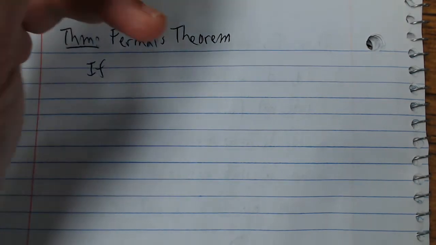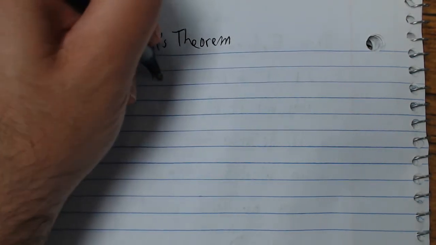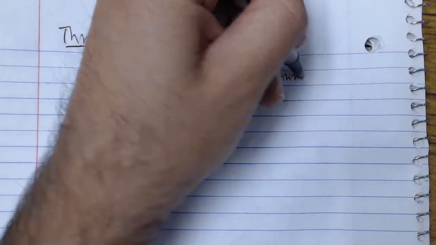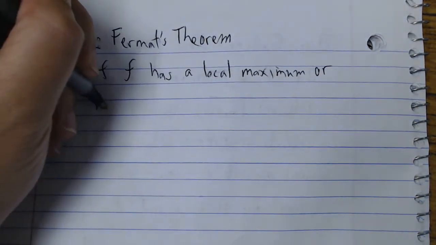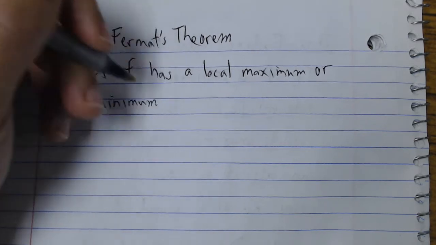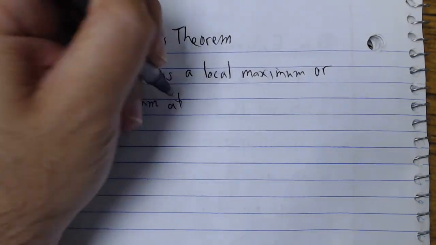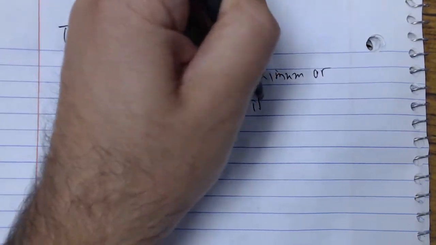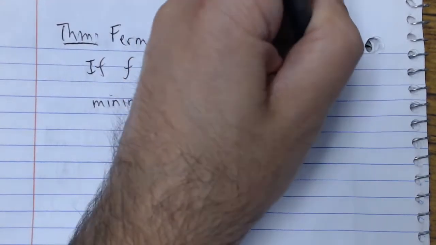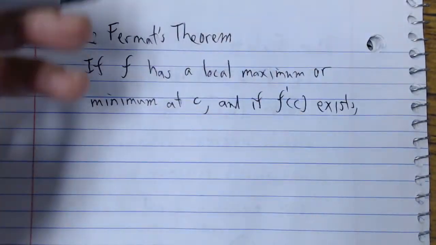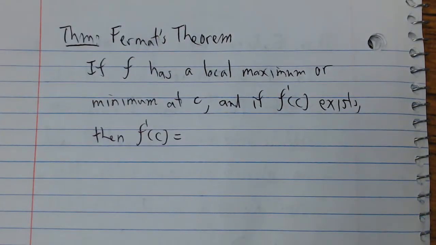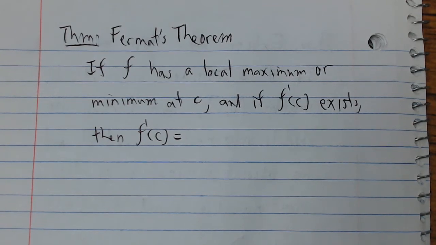So if f has a local maximum or minimum at C, and if f prime of C exists, then f prime of C should equal, and let's leave it blank and talk about this. You guys should be able to figure this out.